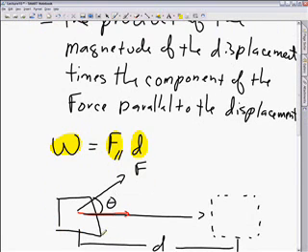Say we have a box here, and on that box we apply some force at some angle theta. So here's our force, there's our angle theta. And that box, through the use of this force, moves some distance d. Okay?